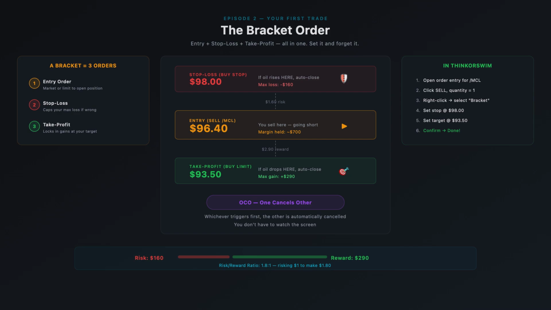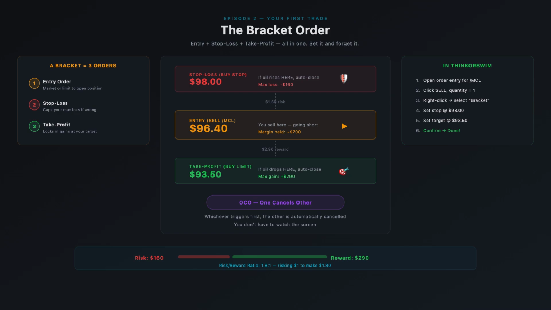Imagine oil is at 96.40 and you want to go short, you think it's going down. Your entry is a sell at 96.40. That's either a market order to get in right now, or a limit order at your desired price. Above that, at 98, you place your stop loss. This is a buy stop. If oil goes up to 98, it triggers and closes your position for a $160 loss.